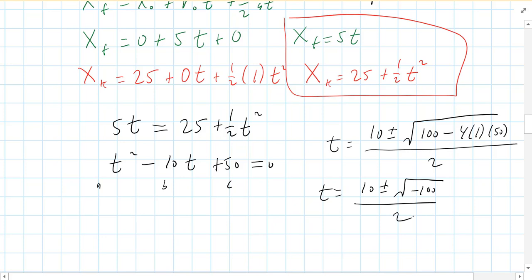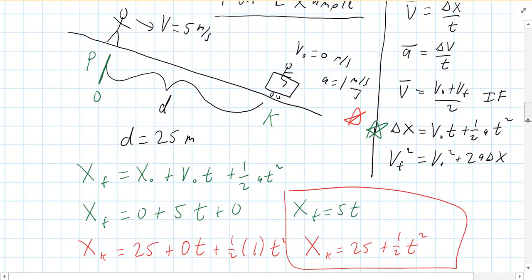Well, you might notice a problem with this. You can't square root negative 100. Well, you can. You get an imaginary number, which means in the parent's imagination, they catch the kid, but in reality, the parent will not catch the child. So in this example, the parent does not catch the child, and oh, that's not good for the kid, right?